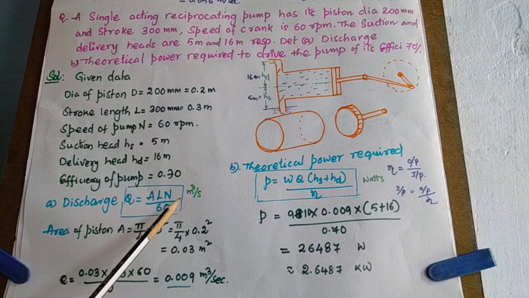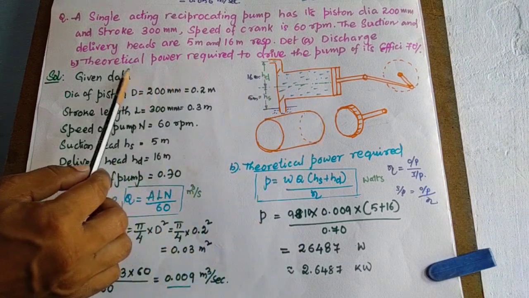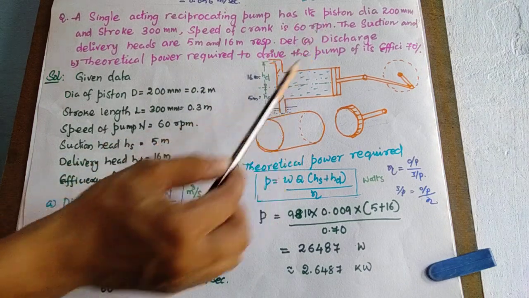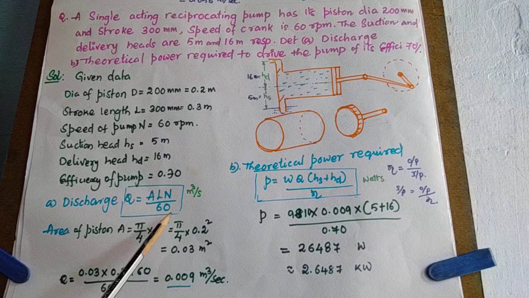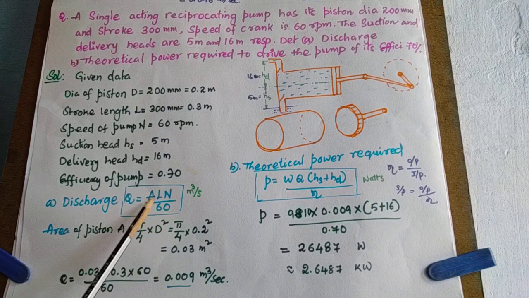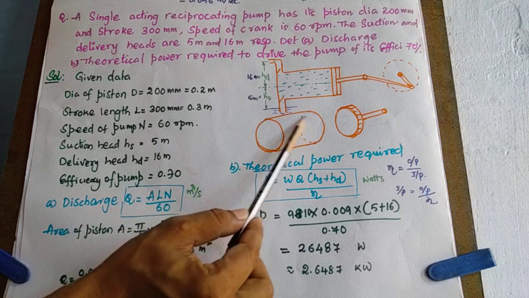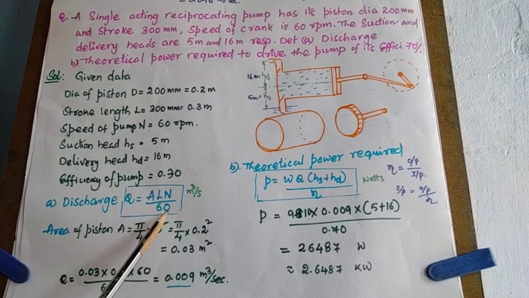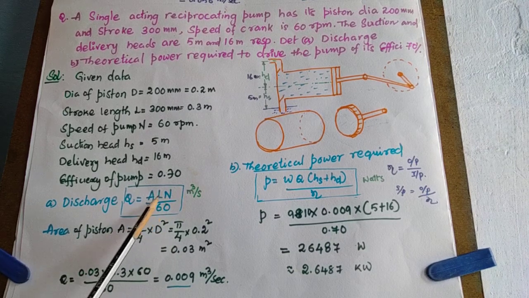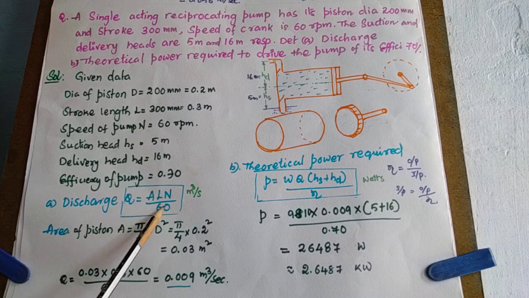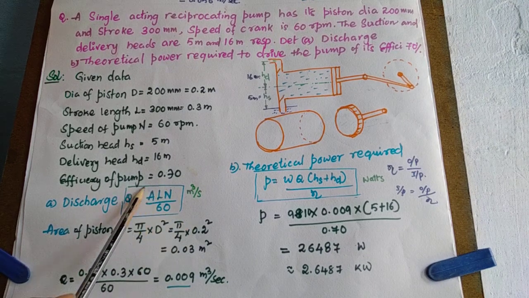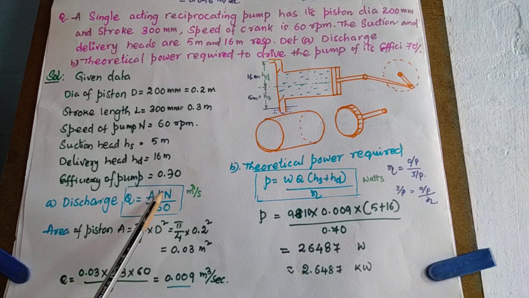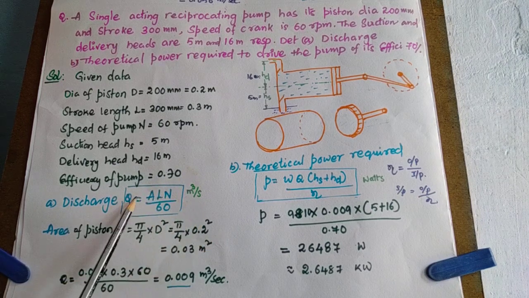Whether it is per minute or per second: in the question, they always give revolutions per minute. To convert to per second, we just divide that value by 60. A and L give the volume of the cylinder, and N is the number of revolutions per second. Here we are considering per second. So the volume, considered with respect to time, gives the discharge value. The quantity of water discharged per second is nothing but the discharge.